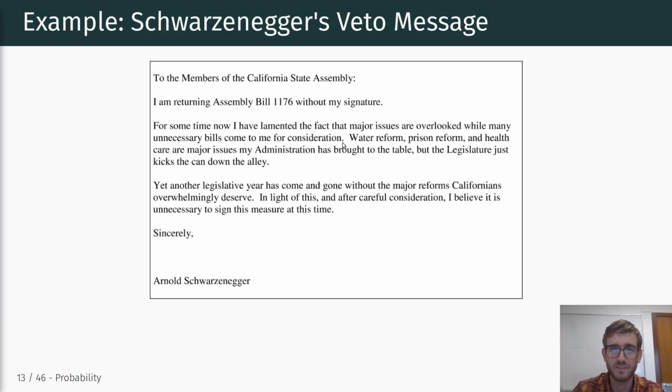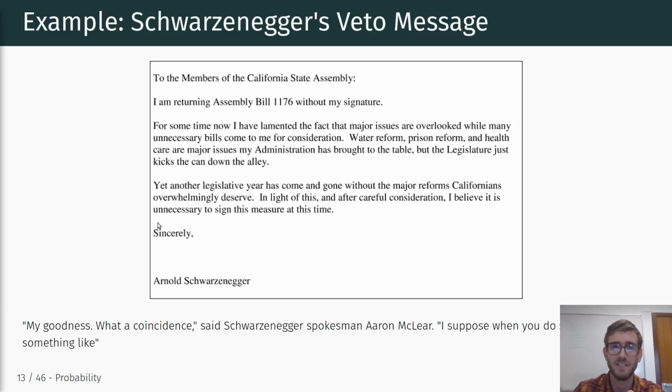You can pause it and read it. I'm not going to go through the entire text, but essentially he just says that he refuses to sign this law, returning this law, because there are other more important issues. But the important part is you can also look at the first letters in the main paragraph and the second paragraph, and you get an idea what potentially upset the legislators in the state assembly.